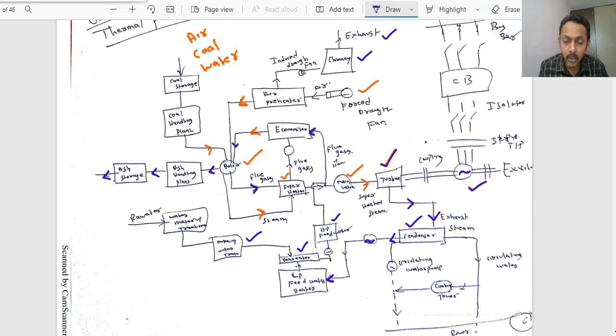Similarly, some amount of heat that is going to be leaked into the atmosphere, those flue gases will again be given to the economizer, where here also the water will get heated up. The water that you are getting from the HP feed water pump will get heated up in the economizer with the help of these flue gases.